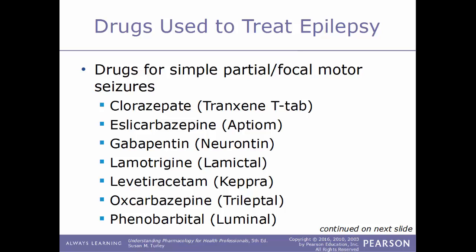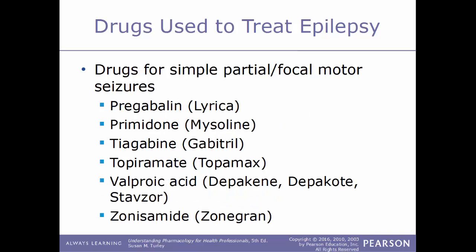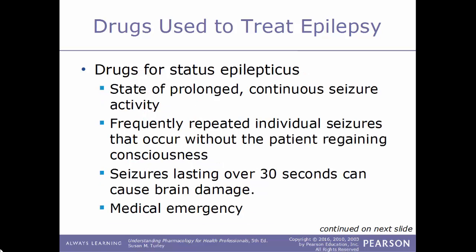Examples of drugs that could be used to treat a simple partial seizure: clorazepate, known by the name Tranxene T-Tab; eslicarbazepine, also known by the trade name Aptiom; gabapentin, known by the name Neurontin; lamotrigine, known by the trade name Lamictal; levetiracetam, known by the trade name Keppra; oxcarbazepine, known by the trade name Trileptal; phenobarbital, known by the name Luminal; pregabalin, also known by the name Lyrica; primidone, known by the name Mysoline; tiagabine, also known by the trade name Gabitril; topiramate, known by the name Topamax; valproic acid, also known by Depakene, Depakote, and Stavzor; and zonisamide, known by the name Zonegran.